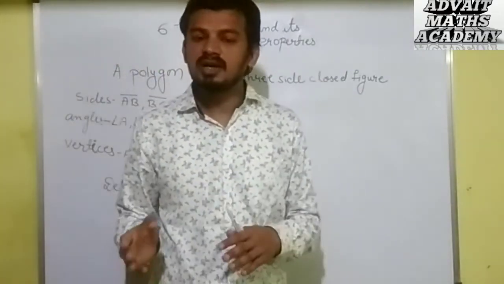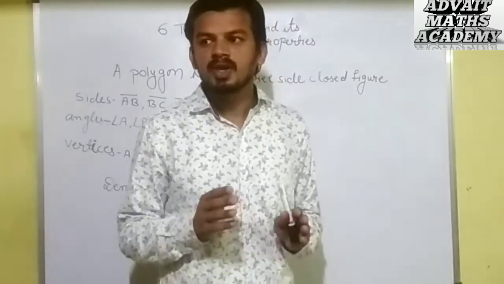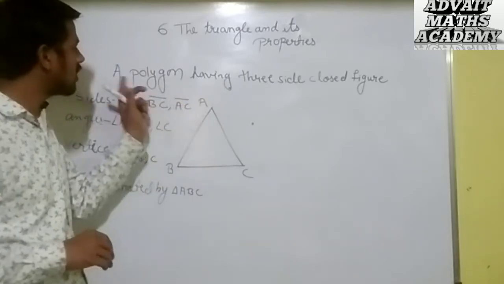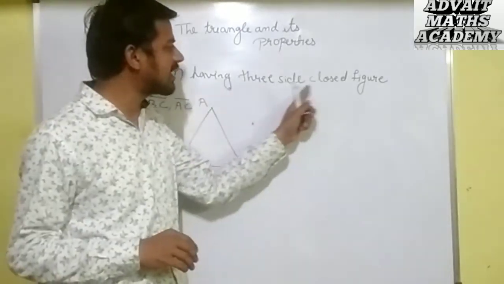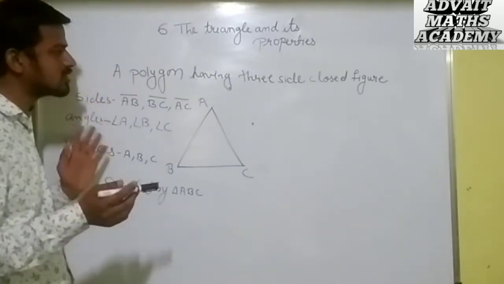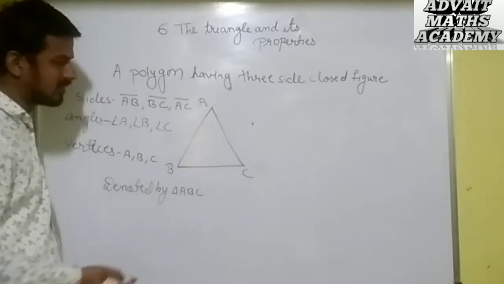First we learn about the triangle. We already learned in polygons. What is a triangle? A polygon having three sides, a closed figure, is called a triangle. See, the figure ABC is a triangle.